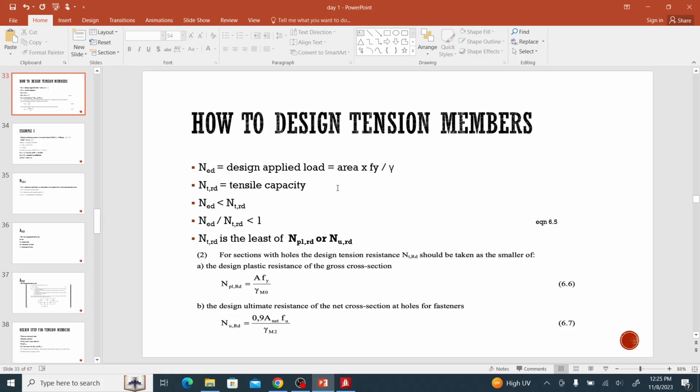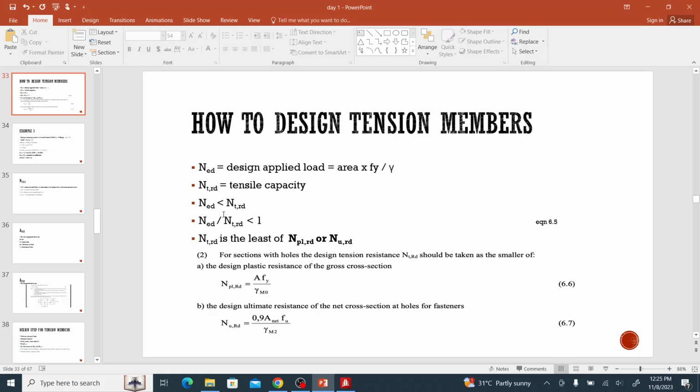In today's lesson, we are going to be comparing the results from manual design to that of staad.pro. In the design of a tension member, all we need to do is get our design applied load, that is NED, and we need our NTRD, that is the tensile capacity of the section we are choosing.